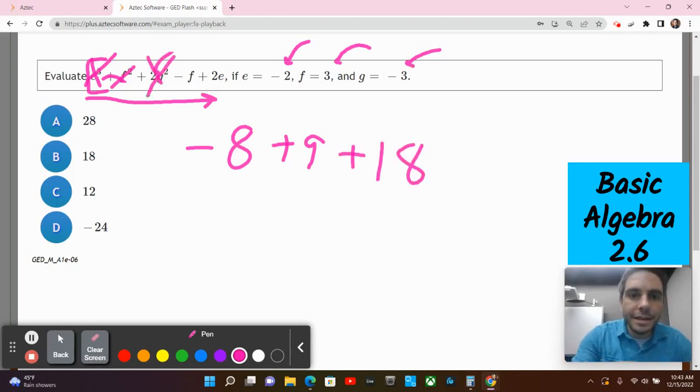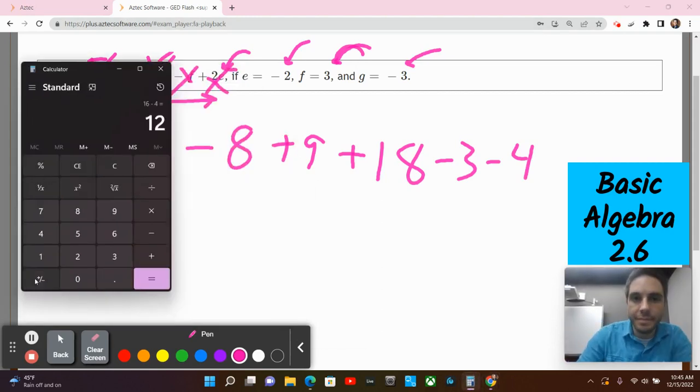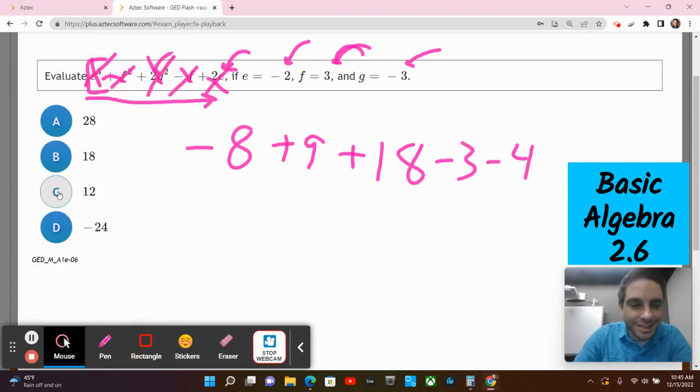Minus f. F is positive 3, so we want to minus that number. And then the last one is we want to do plus 2 times e. Well, e is equal to negative 2, so when we multiply negative 2 times 2, we get negative 4. So rather than putting plus negative 4, I'm just going to write minus 4. And now I have all of it ready to go. I just need to add and subtract these numbers to get my final answer. We get positive 12 as a result. So our answer here is answer choice C.